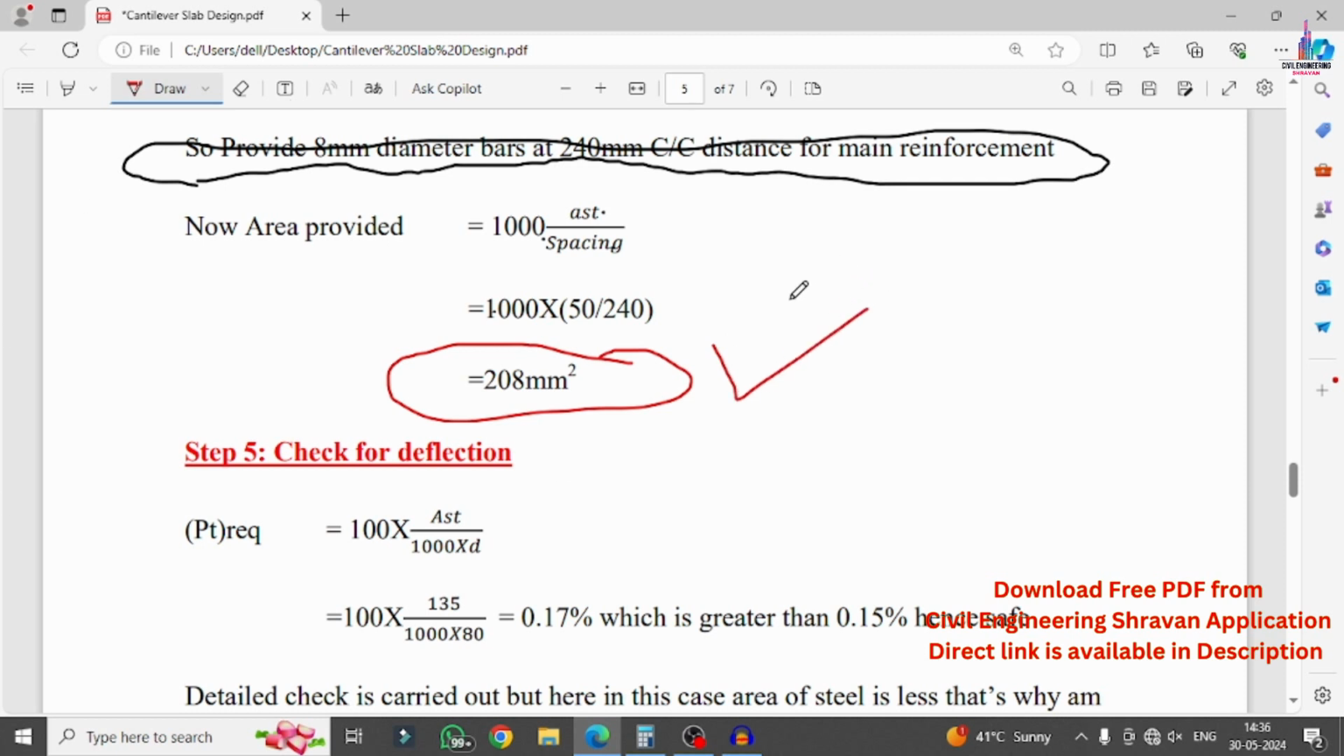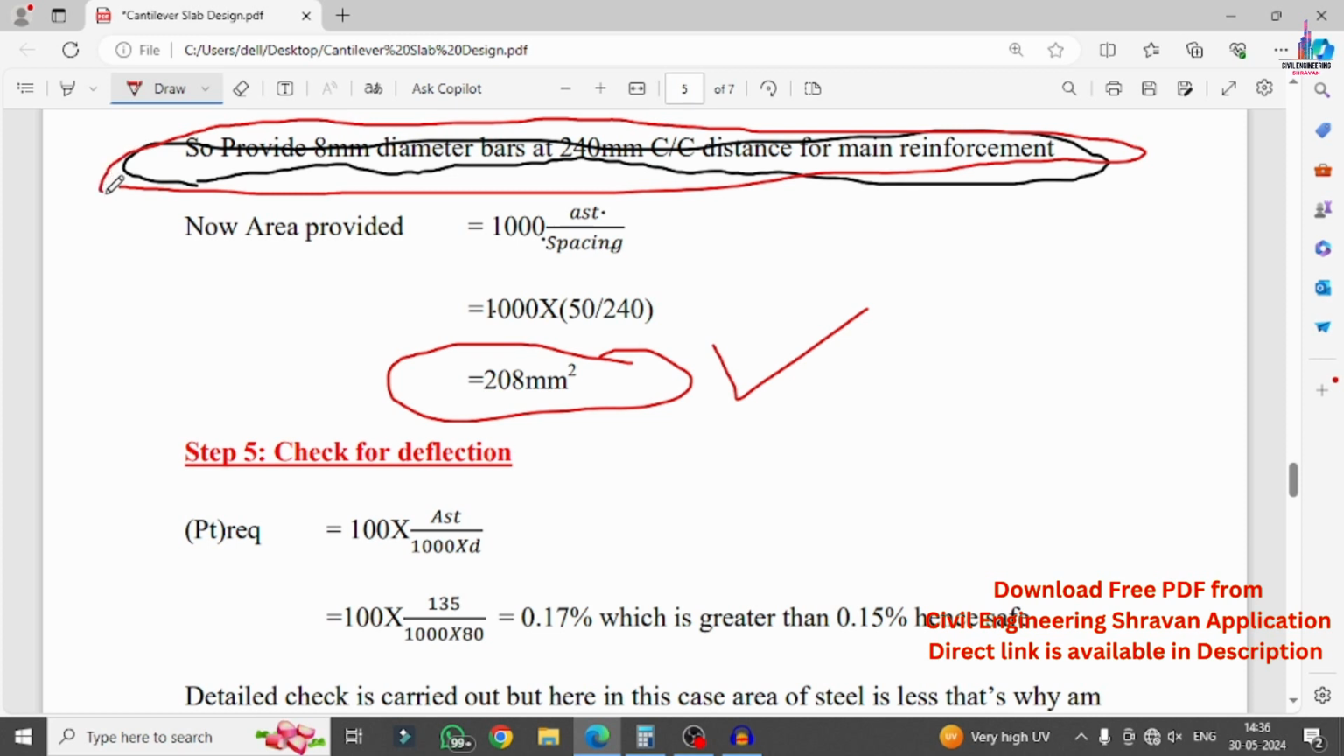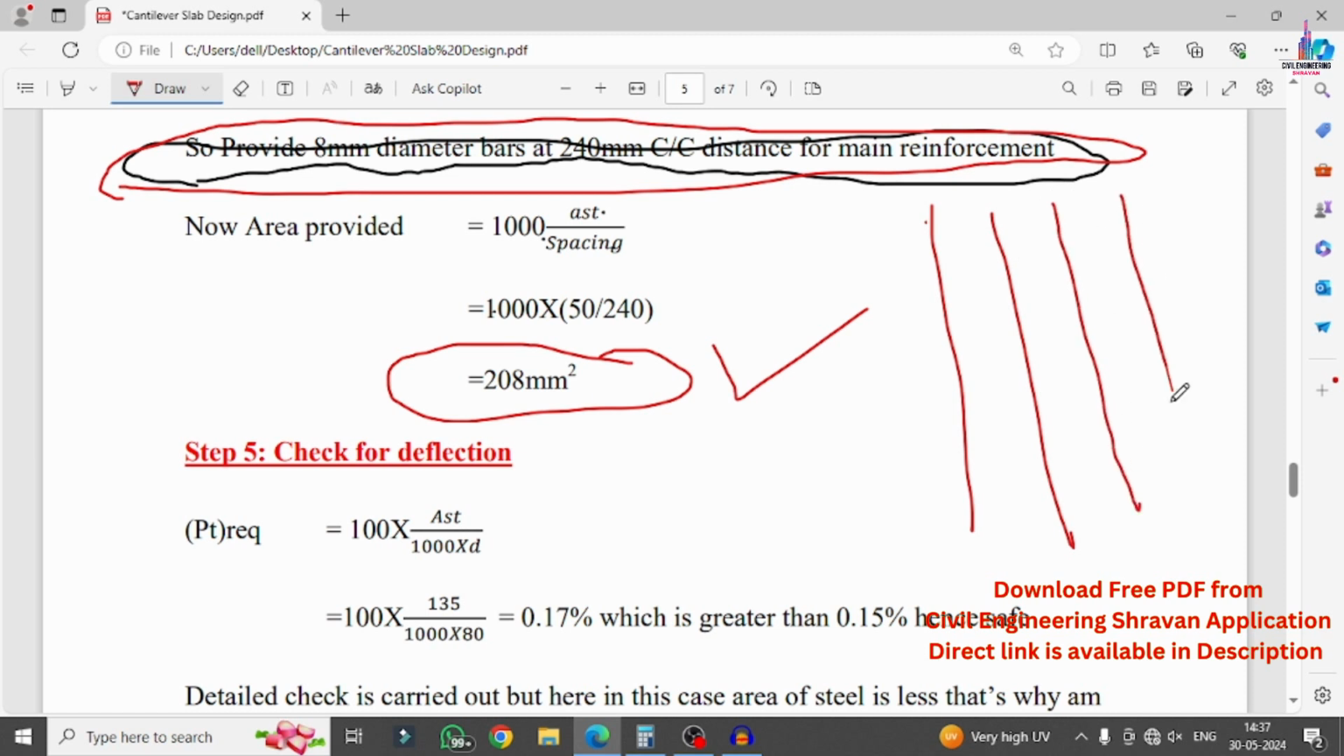So this is the reinforcement calculation under the main reinforcement, which has an 8 mm diameter bar placed in the vertical direction for the length of the slab section, at a distance of 240 mm center to center between the bars for that particular member. In the same process, we will check the deflection for this slab section.